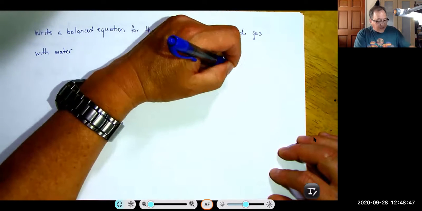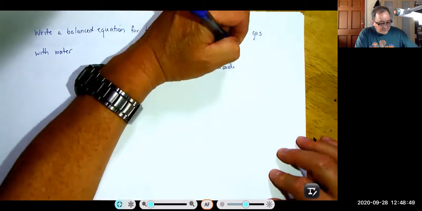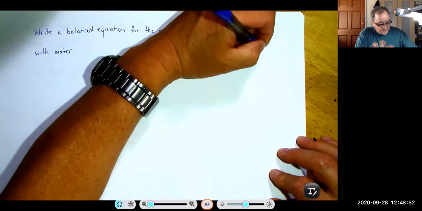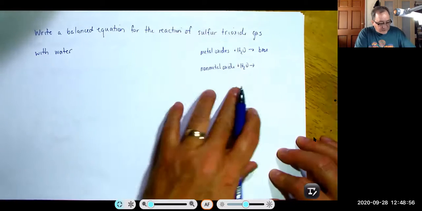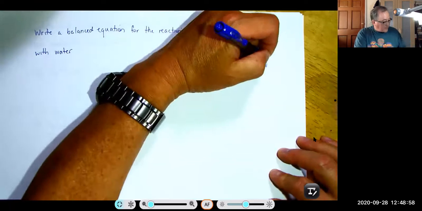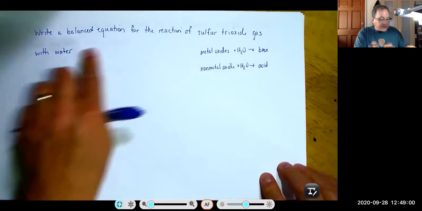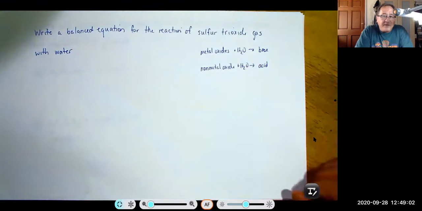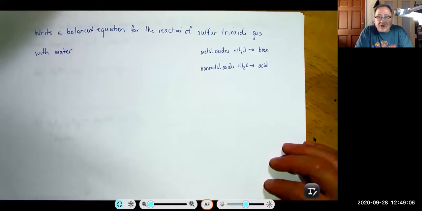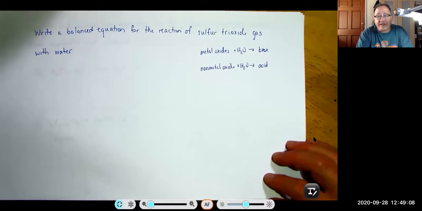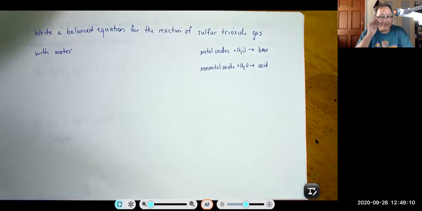Now, when you take a metal oxide and mix it with water, you get a base. When you take a non-metal oxide and mix it with water, you get an acid. And this sulfur trioxide gas is a component that you get when you burn coal, because coal is largely carbon, but it does have a lot of other things in it like sulfur and nitrogen and so forth. So when you burn coal, a lot of the sulfur gets oxidized into sulfur trioxide.